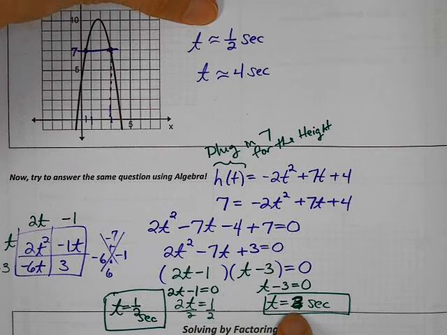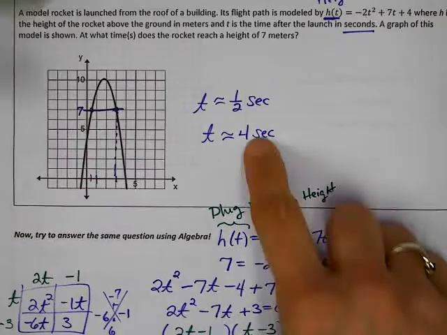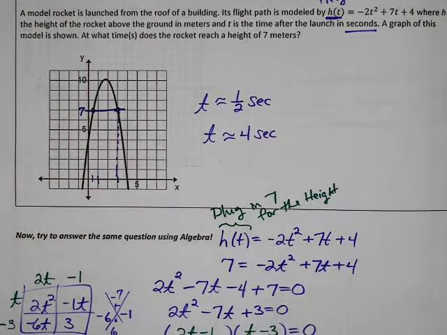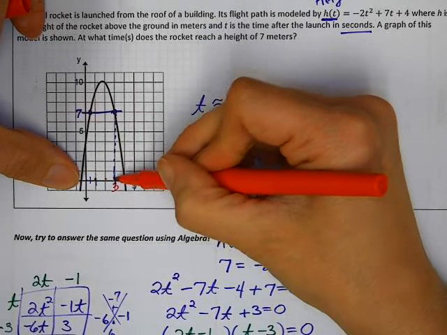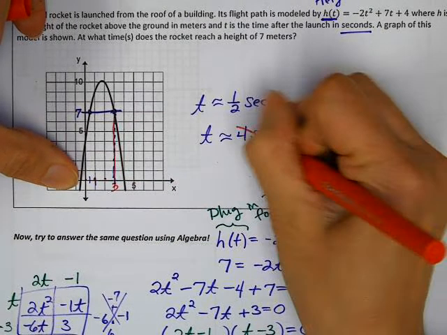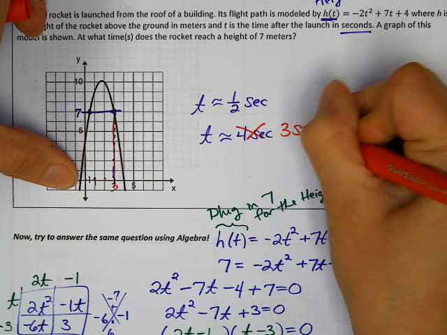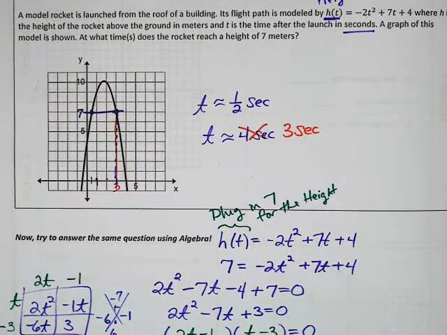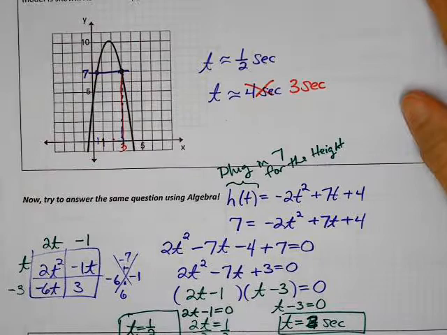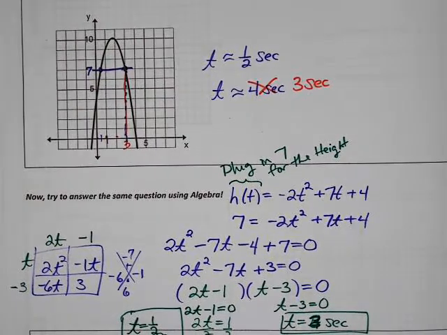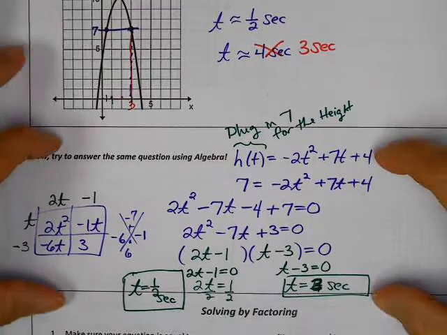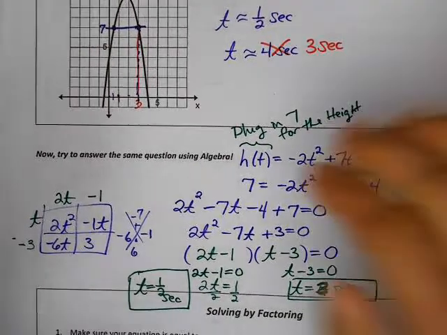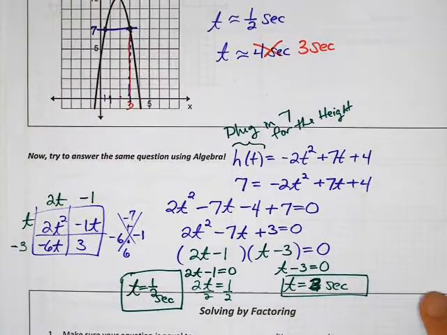And what's going on here? 3 seconds. Did I miscount these boxes? 1, 2. Oh, it is 3 seconds. Good thing I checked with the algebra. When you look at a graph, what is the more accurate way of finding the answers? The algebra way for sure. The numbers don't lie. The graph, especially when it's in the middle, might be estimating a little.